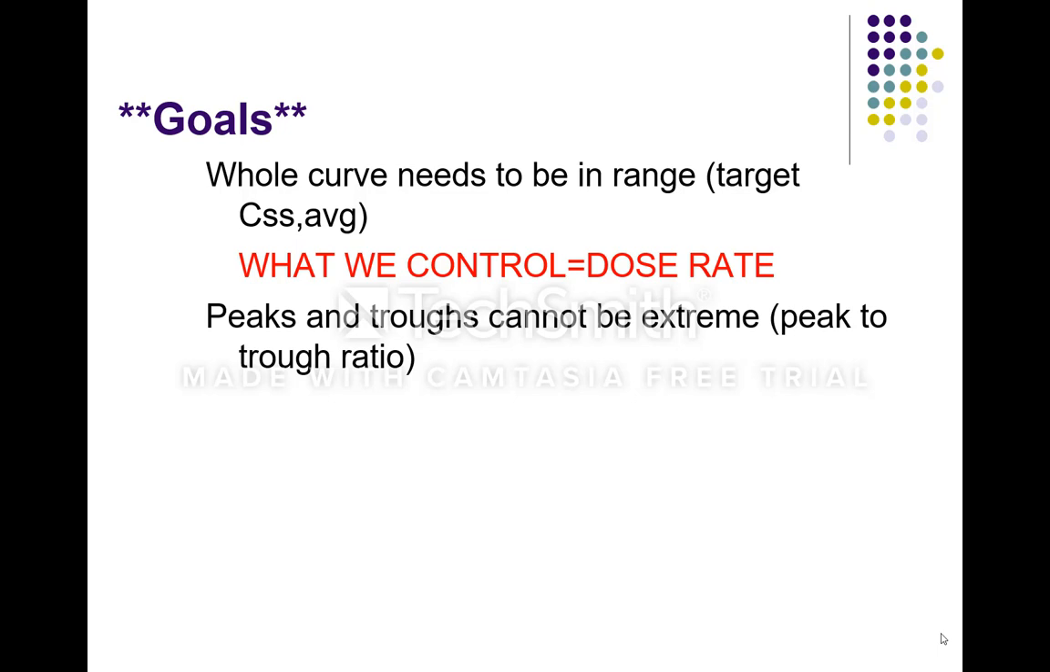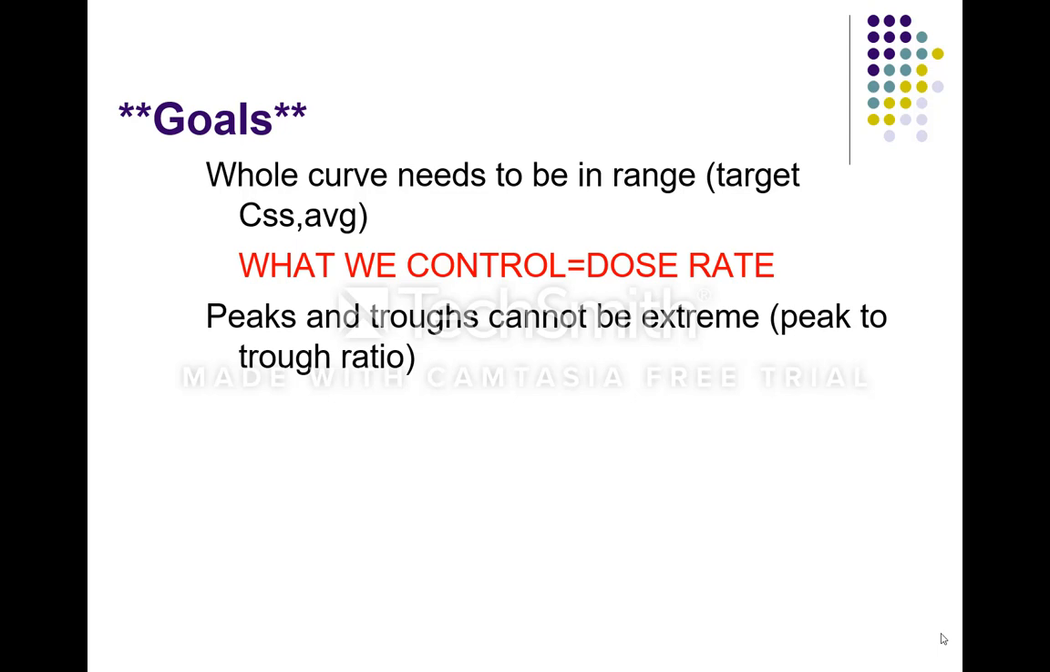So I talk a lot about what we control, because can we control the patient's clearance? Can we control the patient's kidney function? The patient's liver function? No, not yet, at least. What we control is how much drug we give, right? So what we control is dose rate, and I'll define dose rate in a minute.